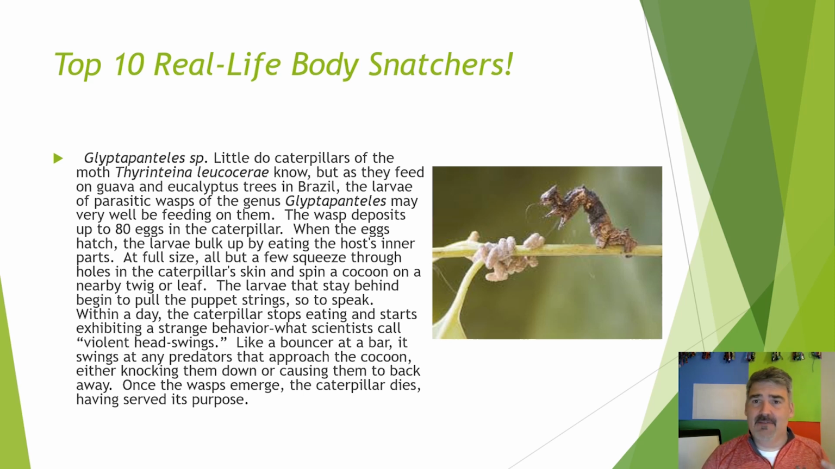When the eggs hatch, the larvae get stronger by eating up the caterpillar's inner parts. Some leave the caterpillar, but some stay behind. The ones that left the caterpillar are making a cocoon nearby. The ones that stay behind make the caterpillar stop eating and start swinging its head violently to ward off anything that might eat the young wasps. They basically make it their own personal security guard. Take a minute to check your notes, and write down anything that you may have missed.